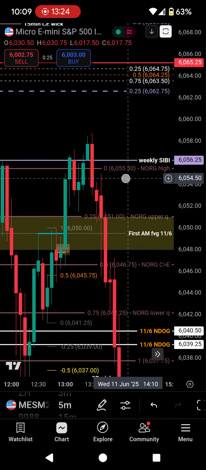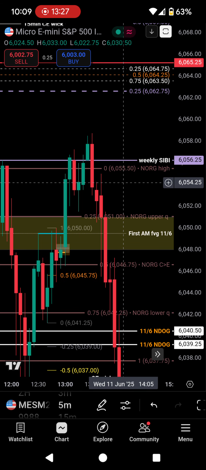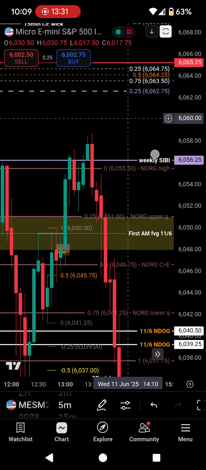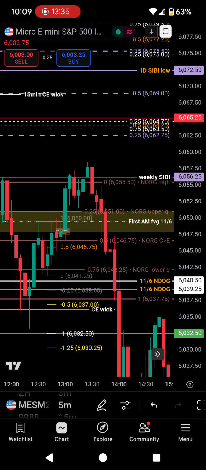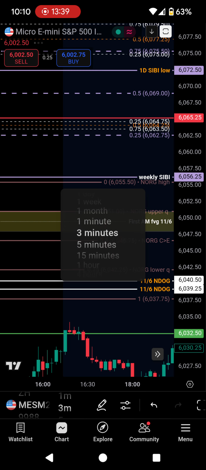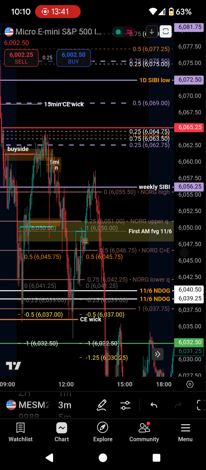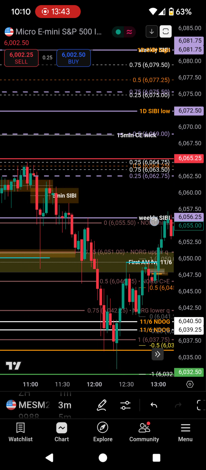So I can enter as a CB. Okay, I'll enter here at 6053 and stop loss will be here, 6059, so 6 handles. Oh, let's go down to 1 minute now and see. Actually, I go down to 3 minutes first. Let's have a look.